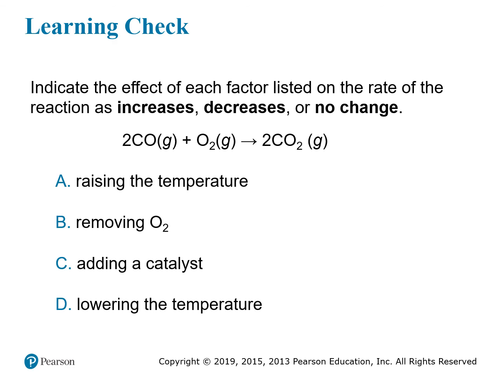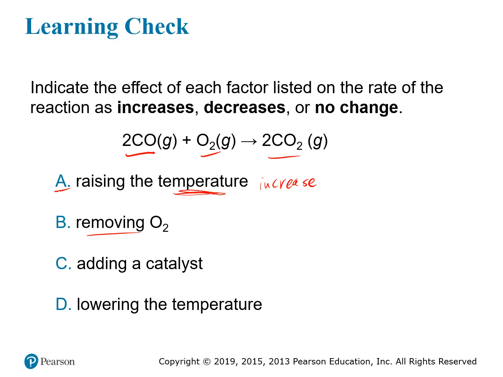So here you have 2 moles of carbon monoxide combining with 1 mole of oxygen to produce 2 moles of carbon dioxide. So if we take this reaction and we raise the temperature, is the reaction going to speed up or slow down, or not change at all? Well, the temperature is a factor that affects the rate, and if we increase the temperature, we have more particles that are able to get over the activation energy barrier, and so this is going to increase the rate of the reaction.